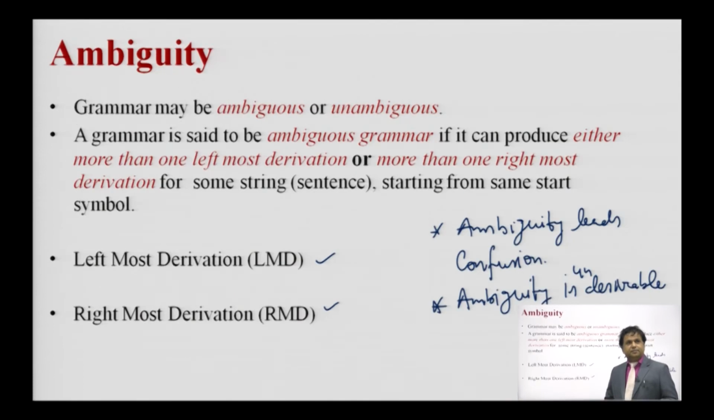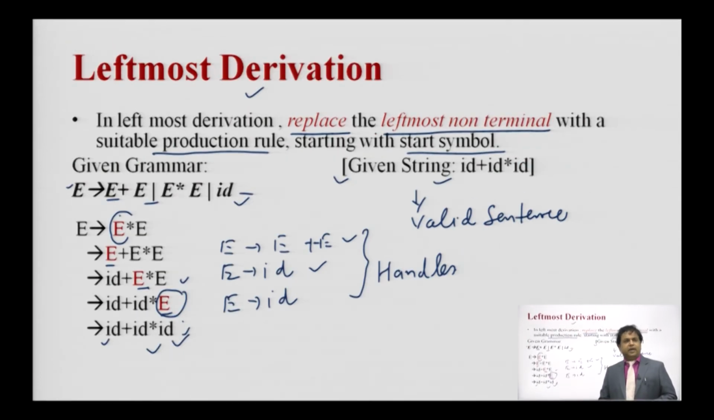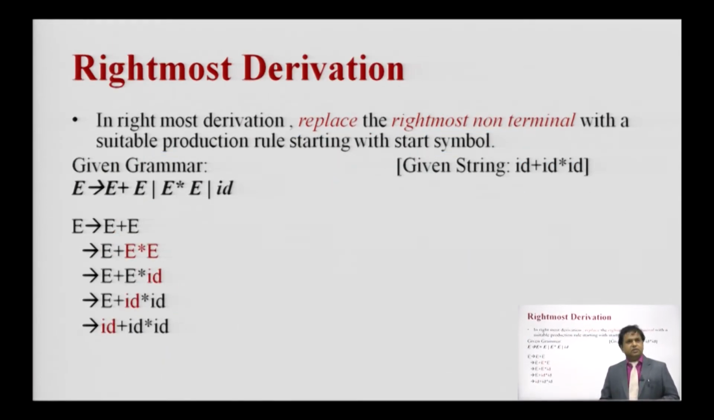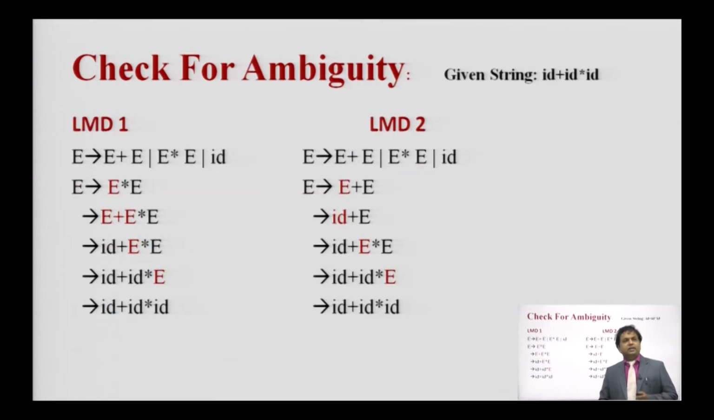As we have seen, a grammar is called ambiguous if we can have more than one leftmost derivation or rightmost derivation, right. So we have understood the concept of the leftmost derivation and the rightmost derivation. Now we will see how we can find whether a grammar is ambiguous or not. The condition is that we have the grammar, suppose E derives E plus E, E into E, E derives ID, and I want to derive the string ID plus ID into ID, right.